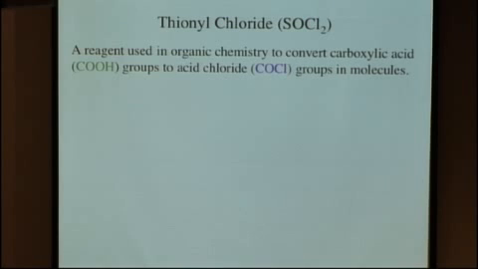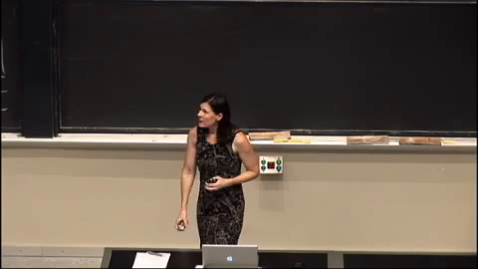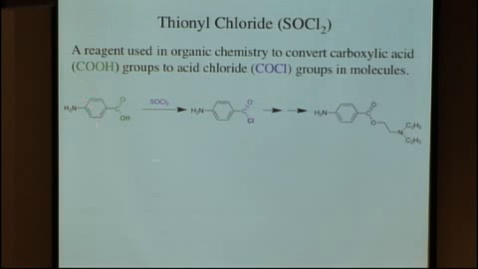This is another organic chemistry reagent. It's also used extensively in the pharmaceutical industry. And what it's used for is to convert one type of group, what's called a carboxylic acid, into another type of very reactive intermediate, which is called an acid chloride. So I show that here. In green, you have what's called a carboxylic acid group, a COOH, which gets converted by SOCl2 to a C double bond OCl, or an acid chloride.